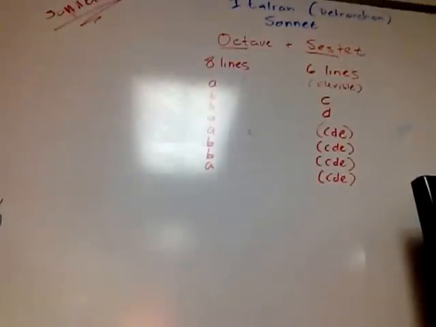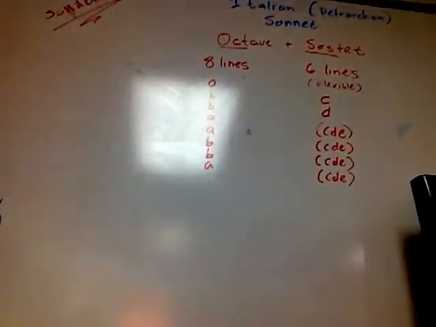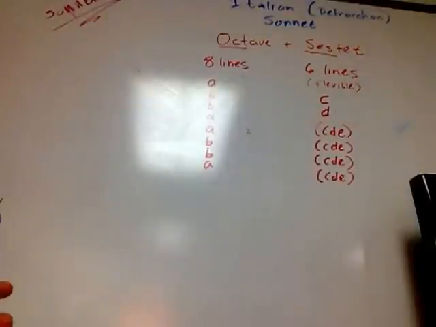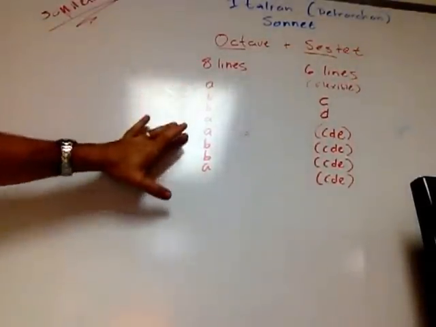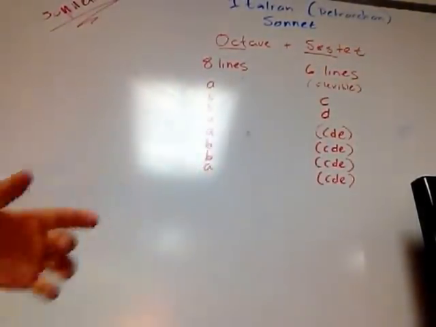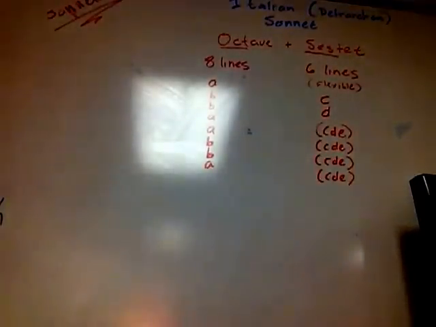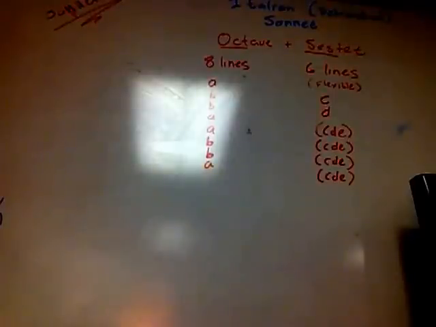Now the sestet, the following 6 lines, the topic of that will be the seemingly different but related topic. So if I talk about love here, I may talk about indifference, or we might think hate is the opposite of love. It's just something different. It doesn't have to be opposite, just different but related.